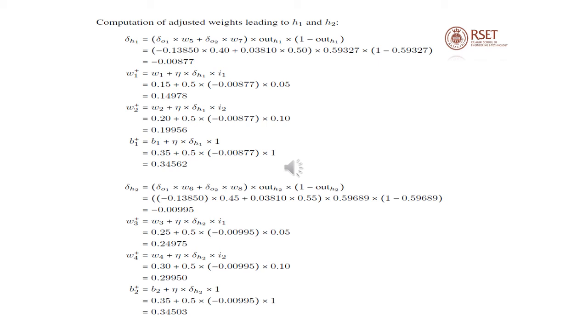W1 new is equal to W1 plus eta into delta H1 into I1. Similarly, W2 and the bias. For the second hidden neuron, delta H2 is (delta O1 into W6 plus delta O2 into W8) into output of H2 into (1 minus output of H2). And we have to update W3, W4 and the bias value.